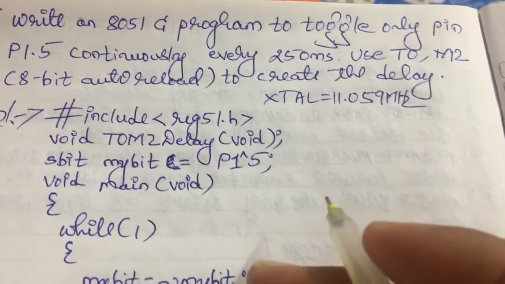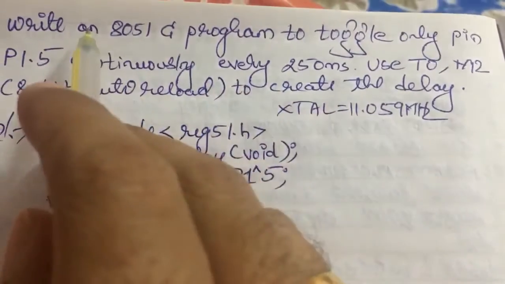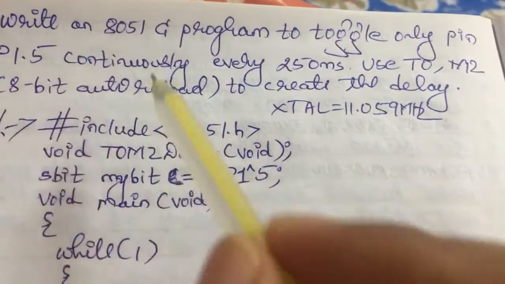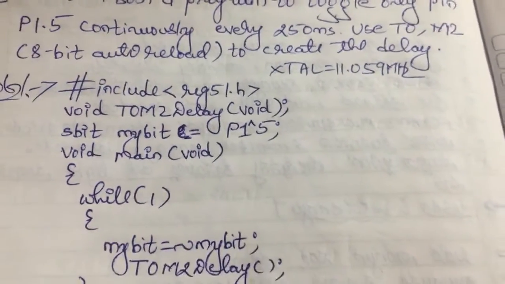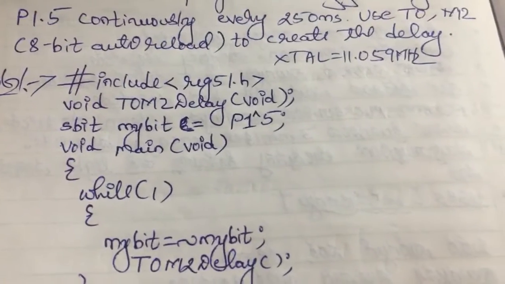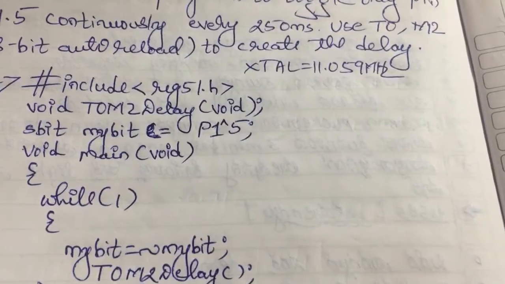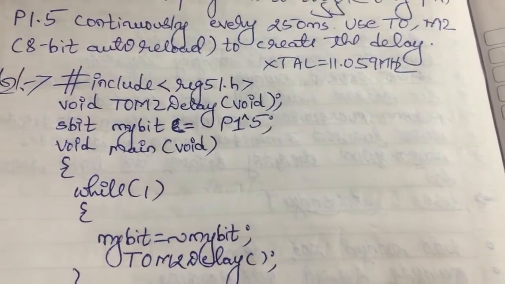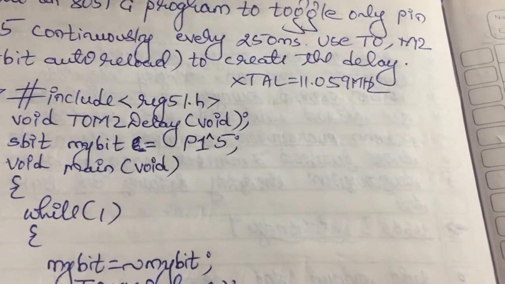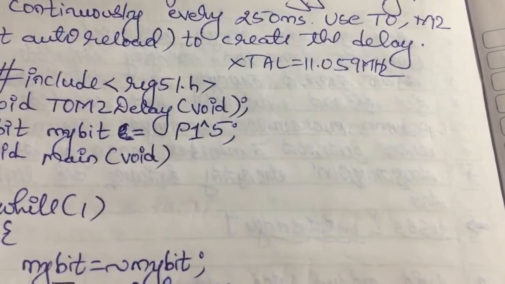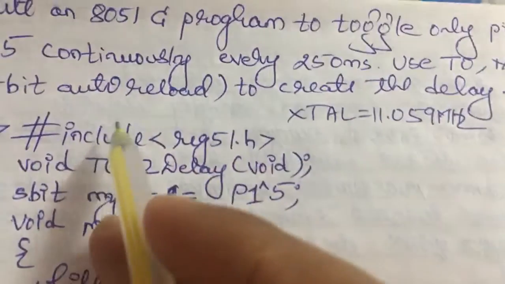So this is one more example with respect to 8051 embedded C program. So let me read the question. Write an 8051 C program to toggle only pin P1.5 continuously every 250 milliseconds. Use timer 0 mode 2, that is 8-bit auto reload, to create the delay, and assume crystal frequency is equal to 11.059 megahertz. So let me start with the program.